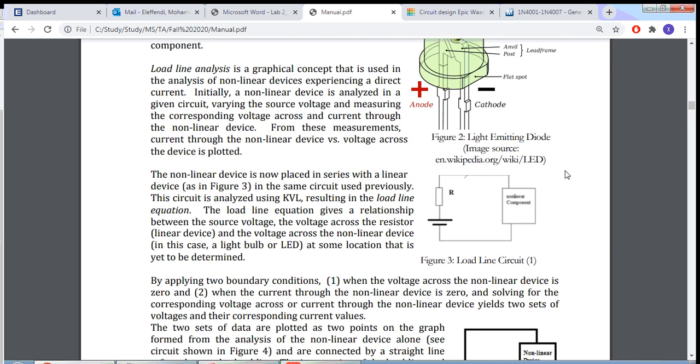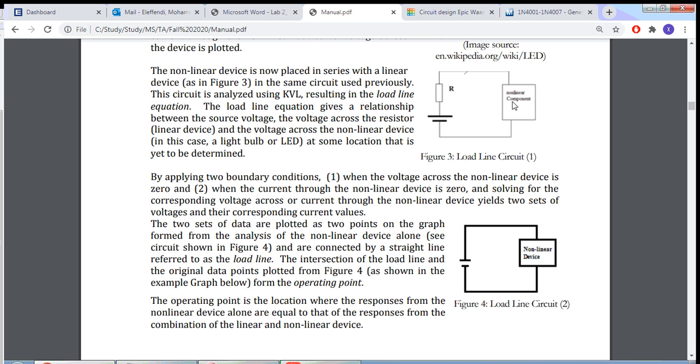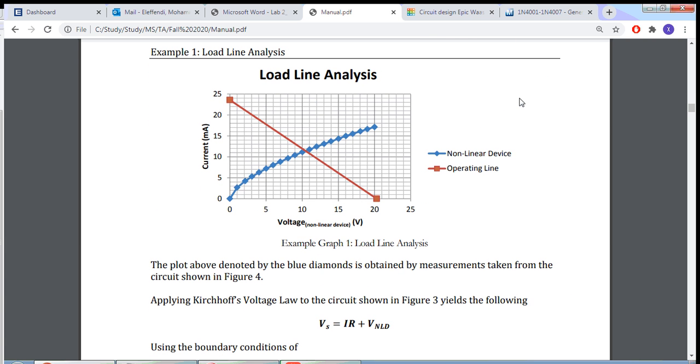So here's an example of such a circuit. We see that it contains a nonlinear device. This device could be a lamp or an LED, as we will later see. So how can we analyze such a circuit? We use something called the load line analysis. It is a graphical method, so we will be graphing stuff. We're going to be graphing two things. First, we're going to graph the IV curve of the nonlinear device, which is shown here in blue. Then we will graph the load line or the operating point, which is shown in red.